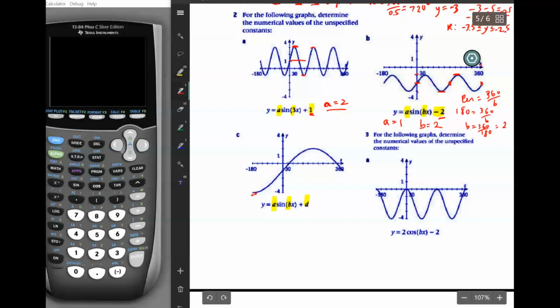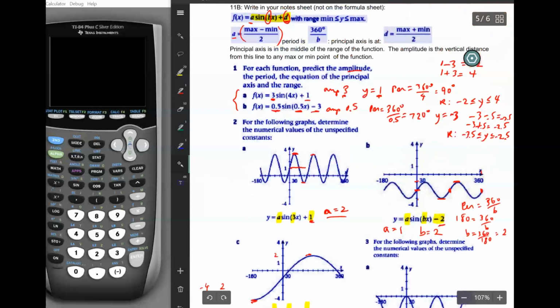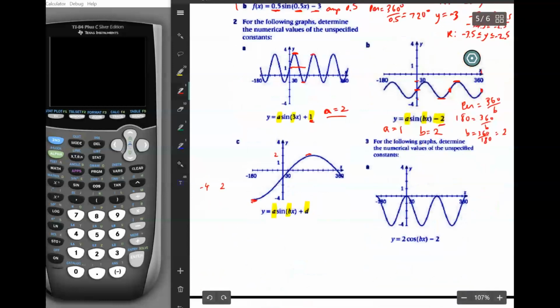If we look at the bottom of the function, it's at -4. The top of the function appears to be at 2. So it goes from -4 to 2. The distance from -4 to 2 is 6, right? And let's look at the formula for A, just to confirm that it works. The formula for A is max minus min divided by 2. So if we do that, it's 2 plus 4, which is 6, divided by 2, which is 3. So the amplitude is equal to 3. A is equal to 3.